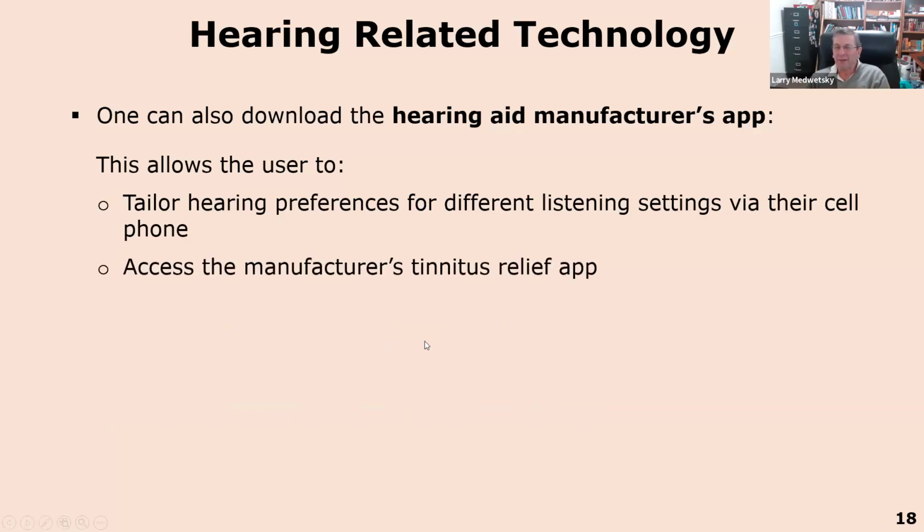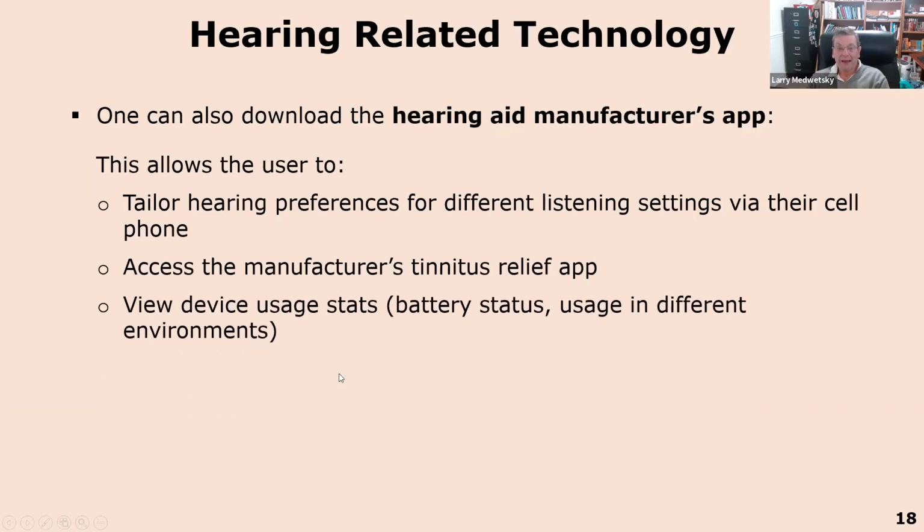Almost, I think, every manufacturer has what's called a tinnitus relief app. So if you click on that, it'll allow you to use various different types of sound. So when you're experiencing tinnitus, it can be soothing music or like a background, like a stream or environmental sound to help address the tinnitus. It'll show you, if you're using a rechargeable hearing aid, the percentage of how much battery is left. It'll tell you how much you've been in a noisy environment, a quiet environment, how often you've been talking with other people.